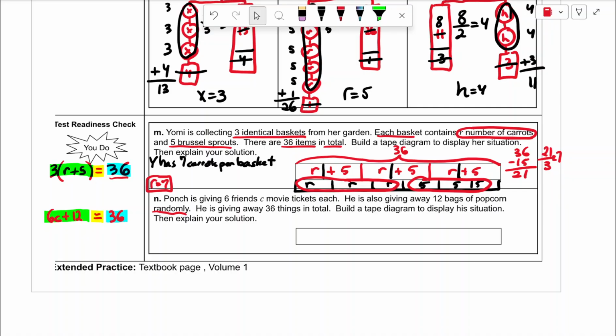All right, here's the answer. 6c plus 12 equals 36. That is the equation you are building. If you have it wrong, maybe you misinterpreted the problem. It says Punch is giving 6 friends C movie tickets. Here's your variable C. We don't know how many movie tickets each friend is getting, so that's why we say there are 6C movie tickets. And then he is giving away 12 bags. The 12 is a constant, it's by itself. And then he's giving a total of 36 things. So that is the correct equation. You're going to pause and build it in the tape diagram to come up with a solution, what C is. Pause now.